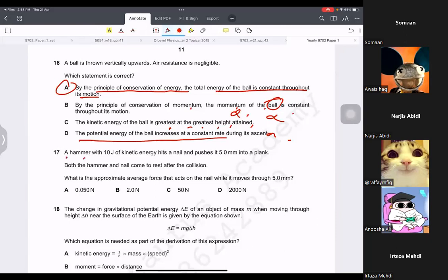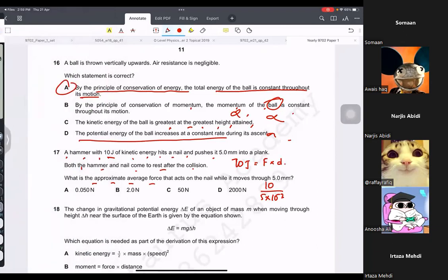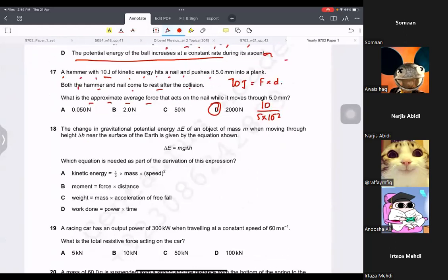Okay, a hammer with 10 joules kinetic energy hits a nail and pushes it. Both hammer and nail come to rest. What is the approximate average force? So this is the amount of work that is done. Work is force times distance. 10 divided by 5 into 10 is. This paper is so easy. I don't know why they've made it so easy. Every question is like an O-level question.